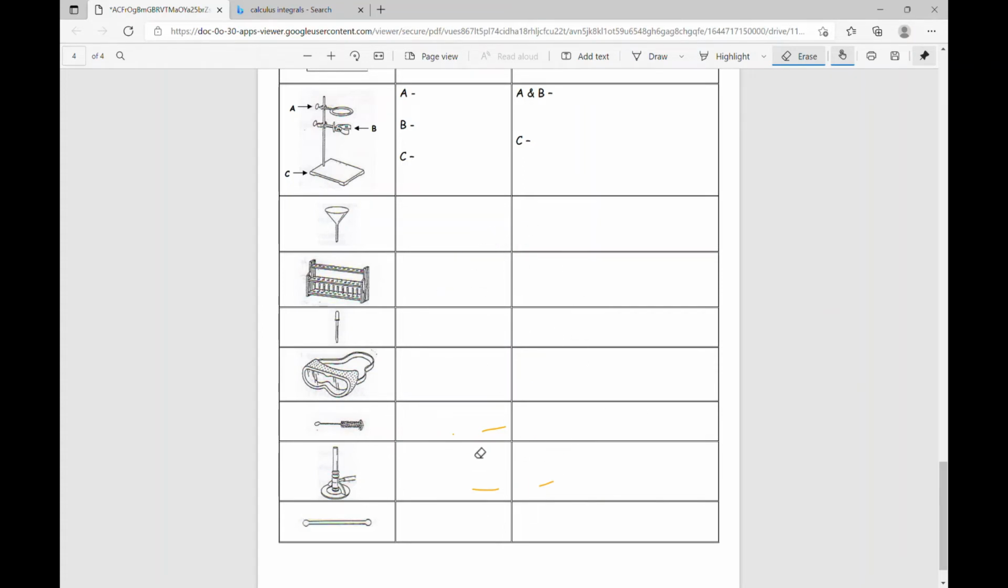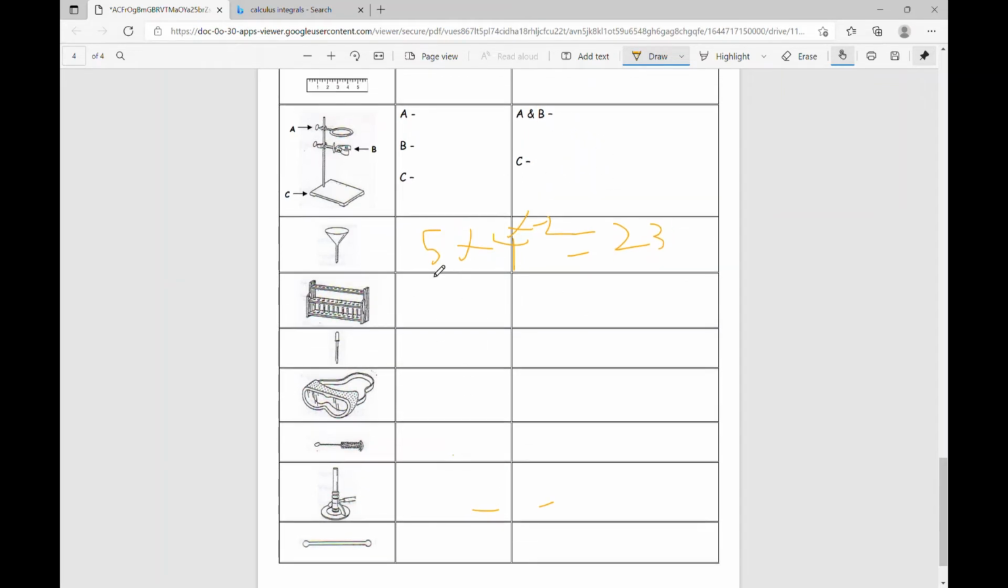So let's say that we have 5 plus 4 to the x minus 2 is equal to 23. How can you solve for x in this one? Well, first, what I highly recommend doing is getting rid of this 5. That way we have the exponential by itself, and then we can use natural logs or convert into a common base and stuff like that.